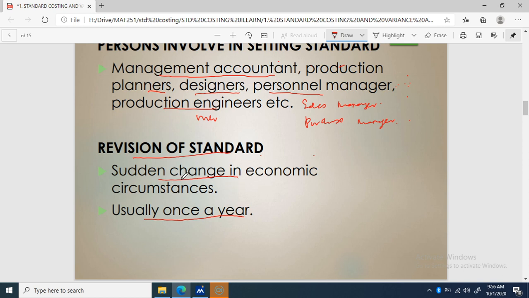So when there is a sudden change in economic circumstances, for example an increase in the petrol price, where the rate of increase is very high, it will affect other factors such as transportation costs. When the transportation costs are affected, it will affect the price of material and the price of the product. So it will affect changes in the economy, so we have to revise the standard.